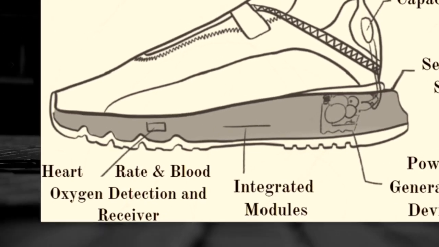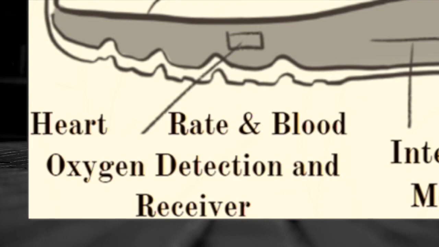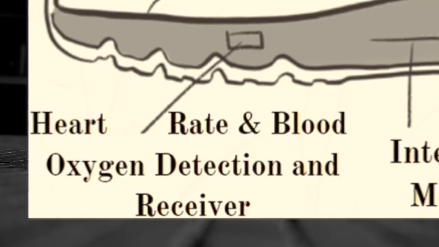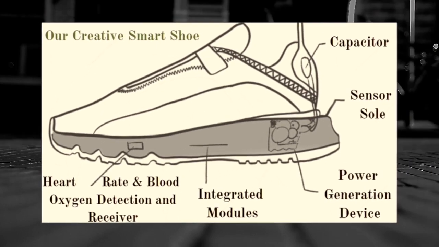The 5 parts include: First, heart rate and blood oxygen detection. The receiver can get its data through the thin skin of the bottom side of one's feet, which allows for successful monitoring of these bodily functions.